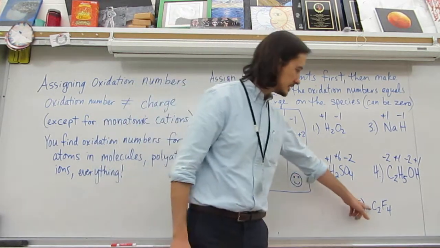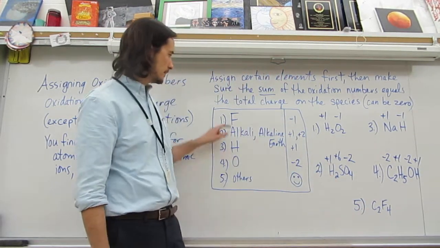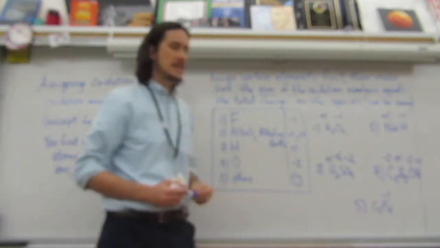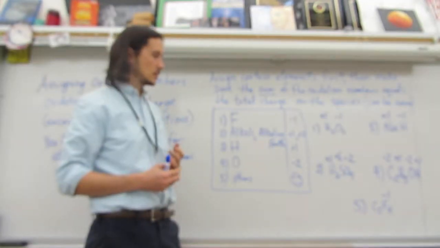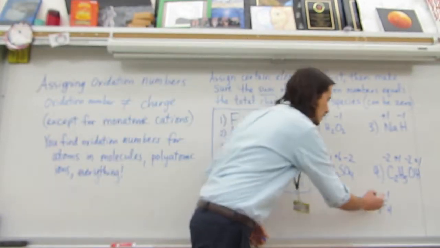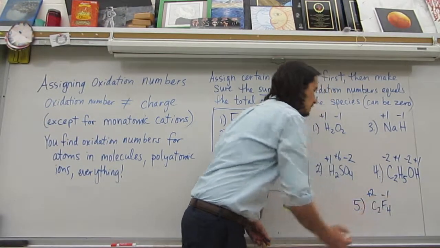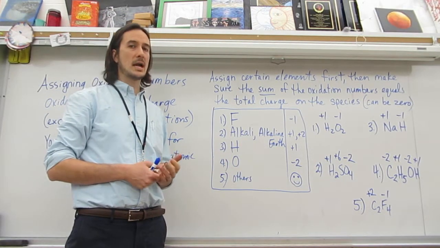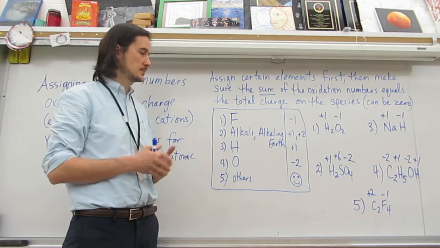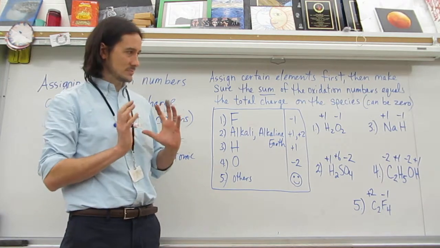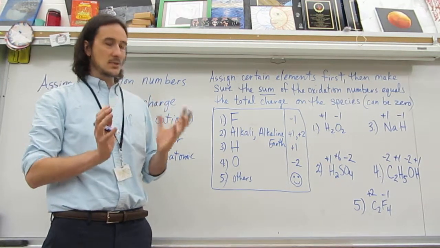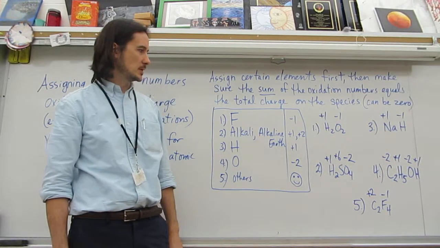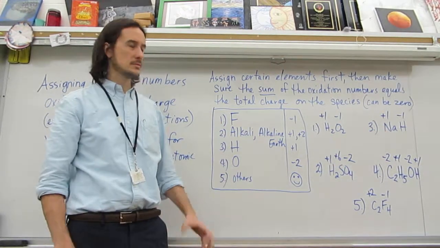Next one is C2F4. F is first on the list, so we make that -1. That's -1 times 4 is -4, so the carbon has to be +2. Okay, so these are not charges that we just wrote. These are oxidation numbers. So this is something you need to be able to do, but just really remember, these aren't ionic compounds. Well, maybe this is an ionic compound, sure, but these aren't ionic compounds, a little different.